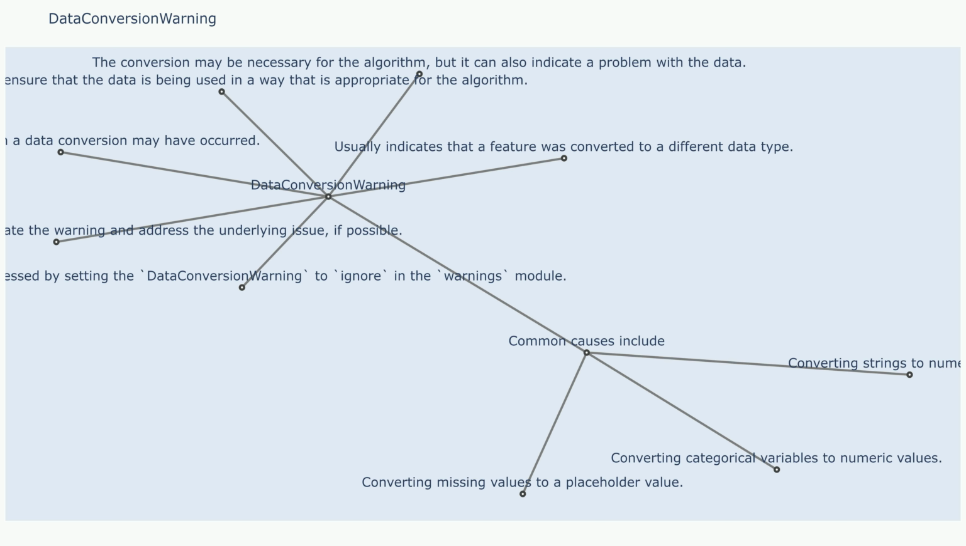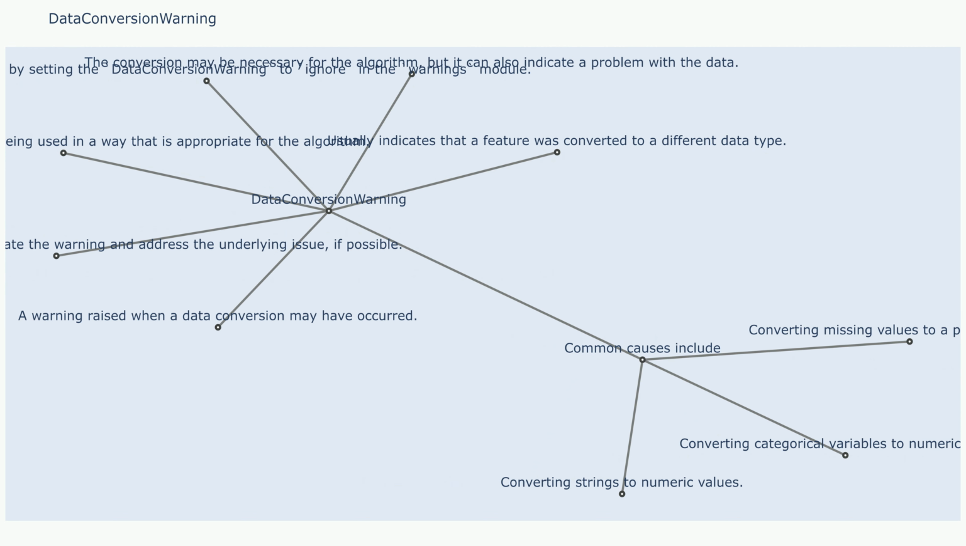Demystifying the data conversion warning in scikit-learn. The data conversion warning in scikit-learn (sklearn) is a common warning you might encounter while working with data. It's not an error that will halt your program, but it's a valuable signal that something is amiss and needs attention. This warning indicates that your data is being coerced into a different format than expected by a scikit-learn function.